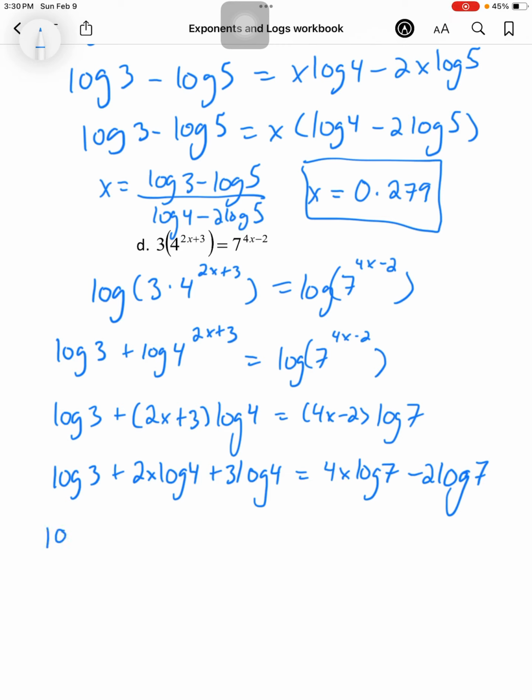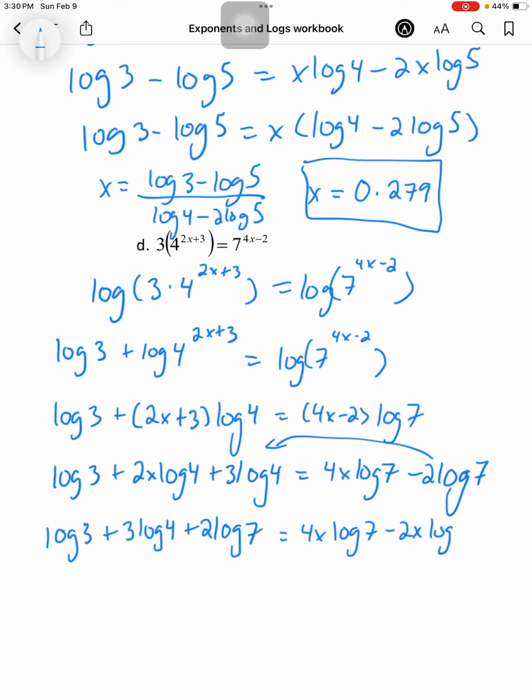So I have log 3 plus 3 log 4 plus 2 log 7. So I just moved this plus 7 over here. Equals 4x log 7 minus 2x log 4. And now we factor out the x.